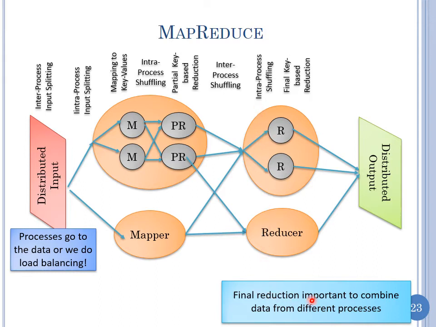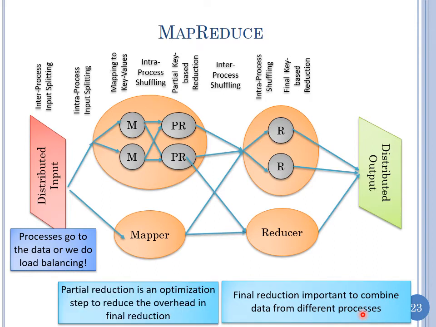So the final reduction is important to combine data from different processes. This is not an optional step. Partial reduction, if we don't do the combination here, it will be done here. So this is purely to reduce the work at the other end. So this particular step is an optional optimization, and this is a required step. Given the data have been distributed, we do need the work to go to different reducers. We do need the data from different mappers to be combined by the appropriate reducer, so that the appropriate function can be computed. We could have these mappers send data directly to the reducer, but we needn't have gone through this stage because we need to combine the values.